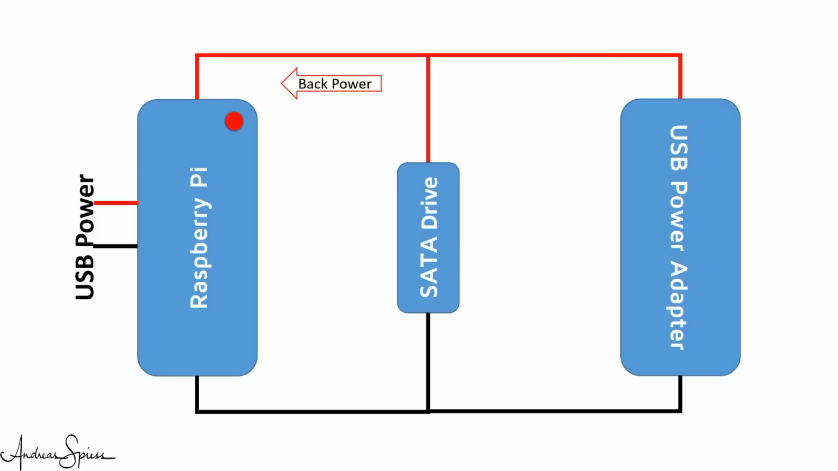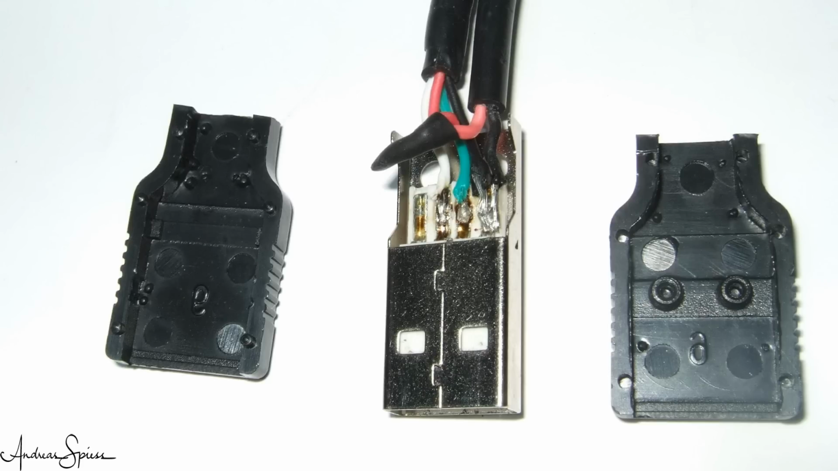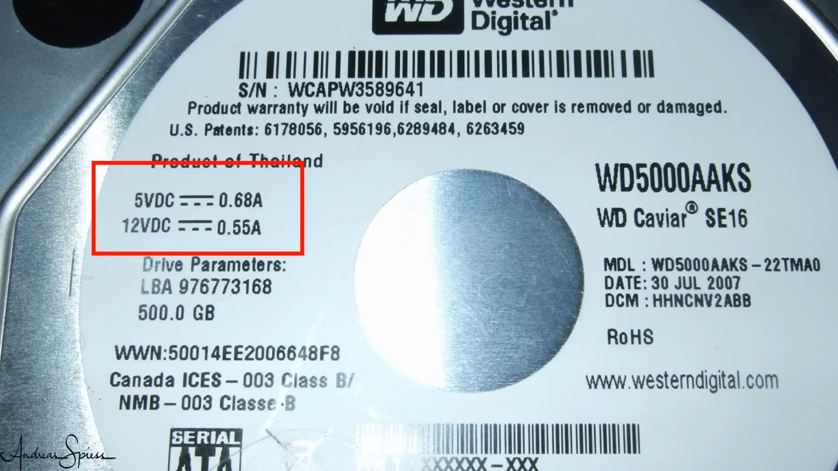I cut the main USB connector off and replaced it with a new one. This time I connected the 5-volt wire from SATA to the one USB connector, but not to the Raspi connector. Like that, I can power the disk without backpowering the Raspi. With this modification, this cable can be used for all disks except the 5.25 inch drive. This drive needs 12 volt in addition to 5 volt.